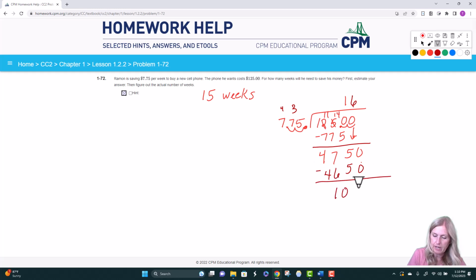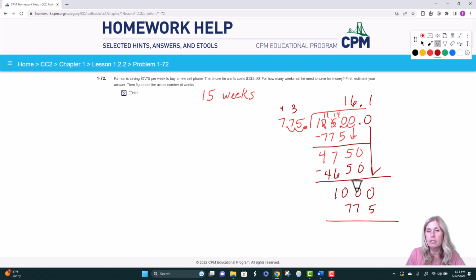So we need to subtract. We have 100 left over. So, you know what, we're going to keep going. We're going to add a decimal 0, and then I can bring that next 0 down. But also I'm going to come up here really quickly and I'm going to bring my decimal up so I don't forget. So 775 can go into 1,000 once, and that's this.